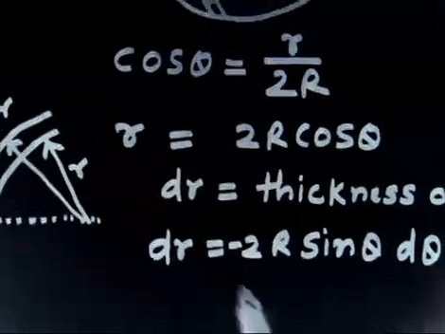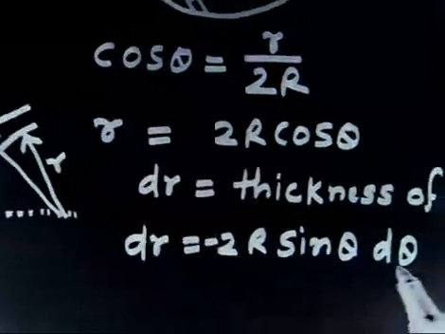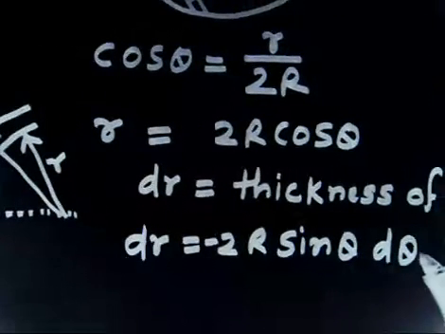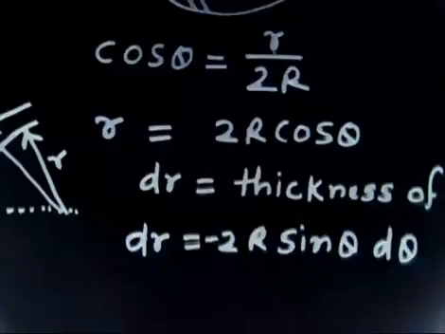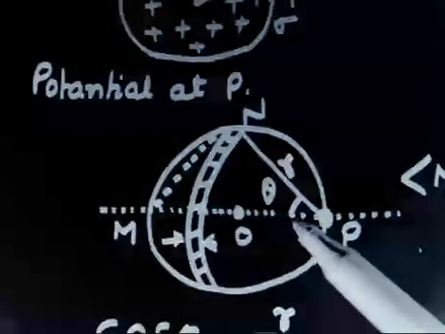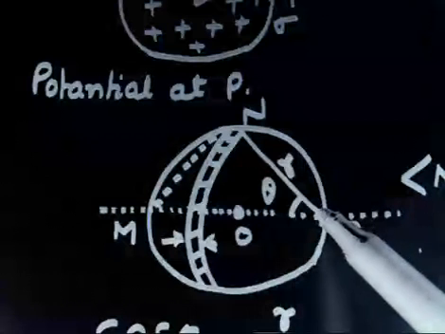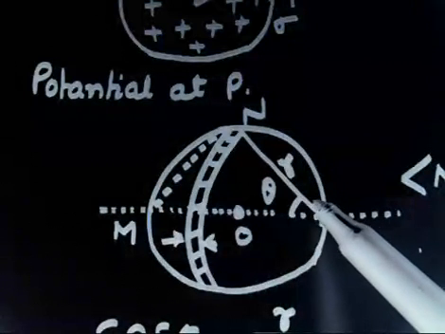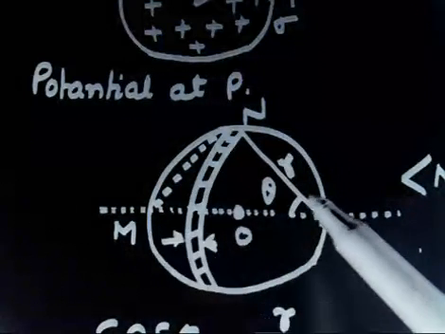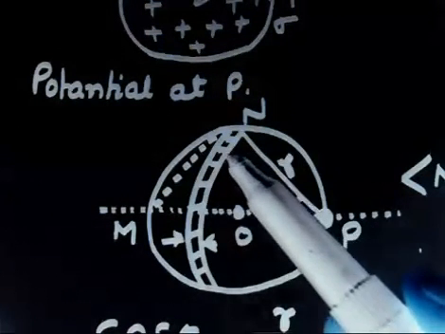Now why I am getting the minus sign is important. If you increase theta, dr will decrease, or if you decrease theta, R will increase. You see here, if you increase theta, I will cover this. So this point is the 90 degree point. If I decrease theta, I will have this point. So if I'm decreasing theta, I'm increasing R.